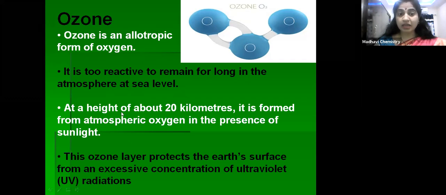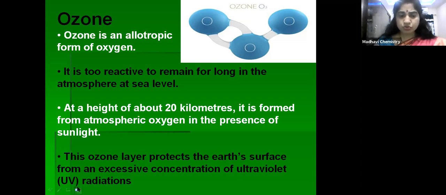At a height of about 20 kilometers, ozone is formed from atmospheric oxygen in the presence of sunlight. So in the presence of sunlight, oxygen converts into ozone. In the stratosphere, this ozone protects us from harmful UV radiations. This ozone layer protects the earth's surface from the excessive concentration of ultraviolet radiations. It is acting like a blanket, protecting the earth's surface from ultraviolet radiations, is it not?